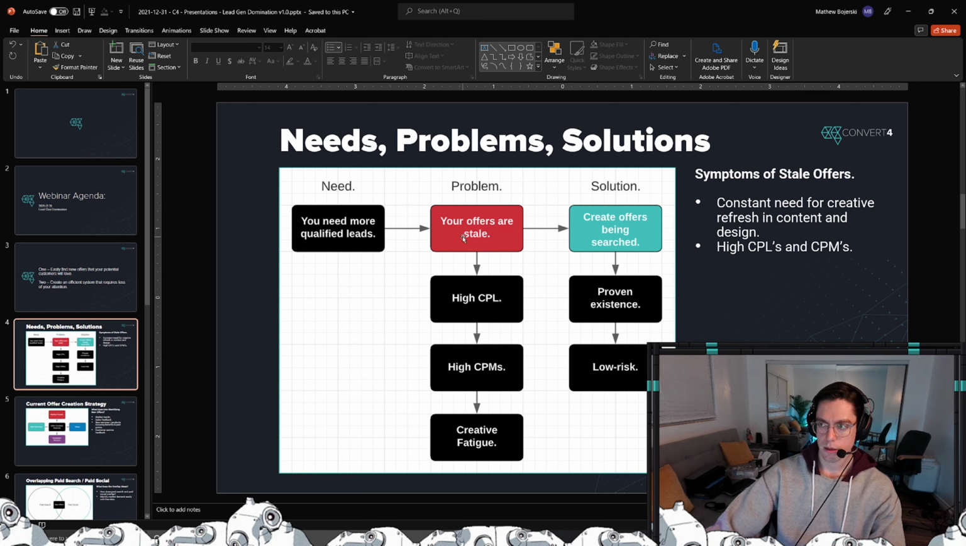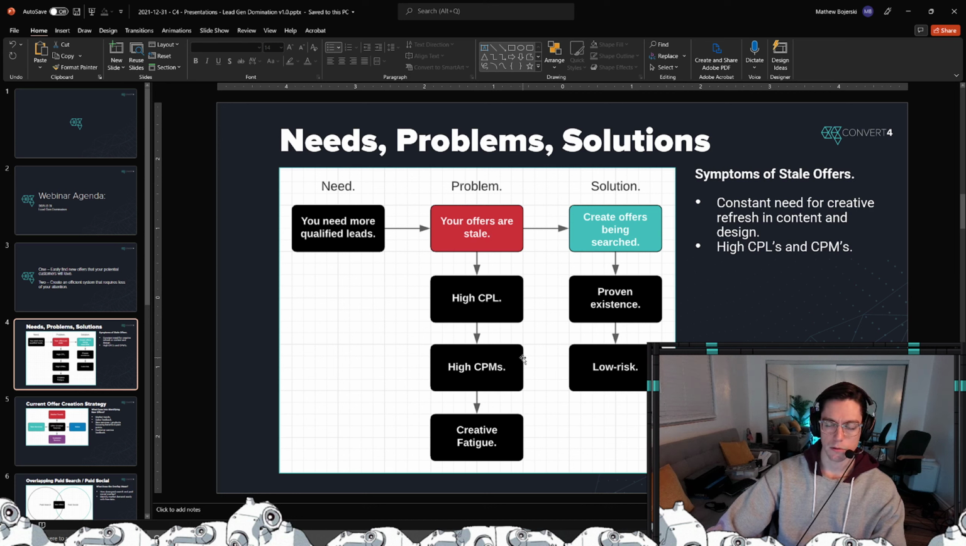But if you don't, then your CPLs are probably high if you're spending on paid media and you're just asking for maybe a schedule form, like a calendar schedule form, where the potential client has to choose a date to meet with you. Typically, that's one of the stronger asks that you can have in the lead gen market, but your cost per leads are probably astronomically high.